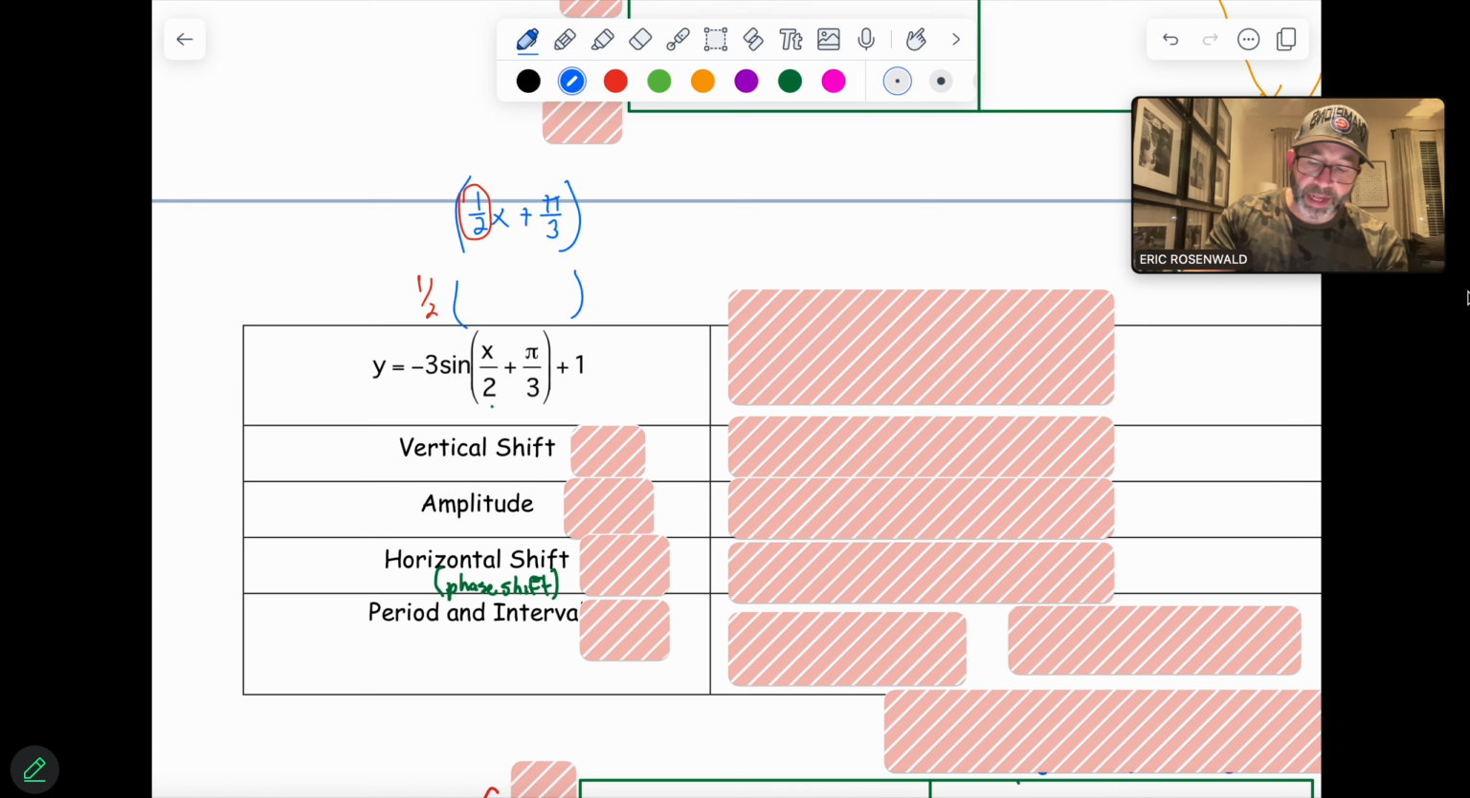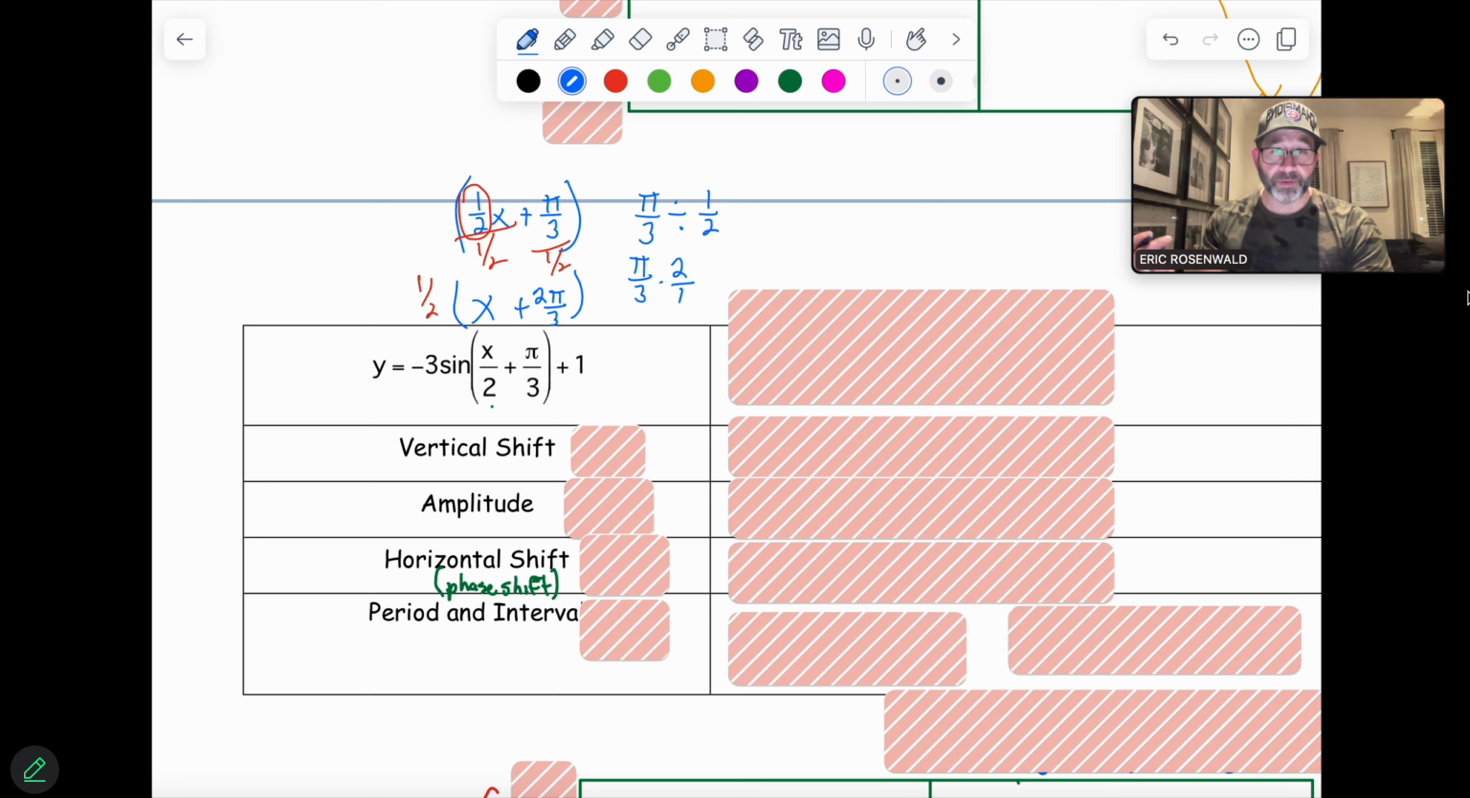And when I pull that half out, we're going to divide this by 1/2, and we're going to divide that pi over 3 by 1/2 as well. We're going to have an x for that first value, but then we have pi over 3 divided by 1/2. We're dividing by 1/2, right? Well, that division turns into multiplication. We take the reciprocal, so that pi over 3 times 2 over 1 means that this is going to become plus 2 pi over 3, okay, with a half in front of that.